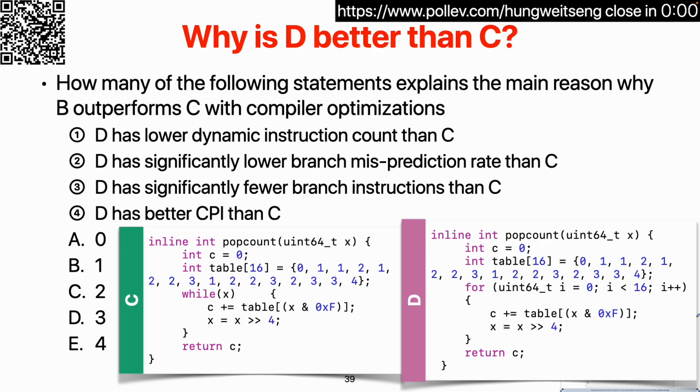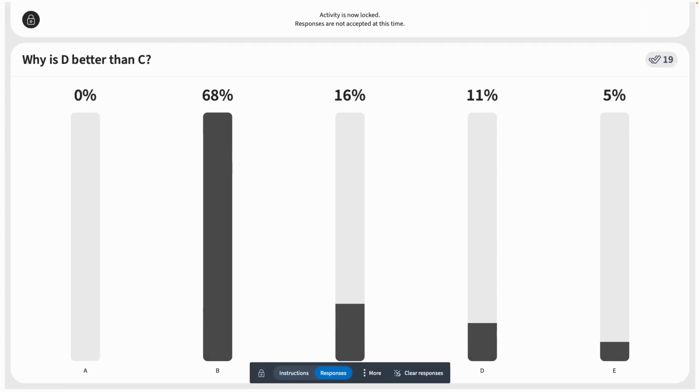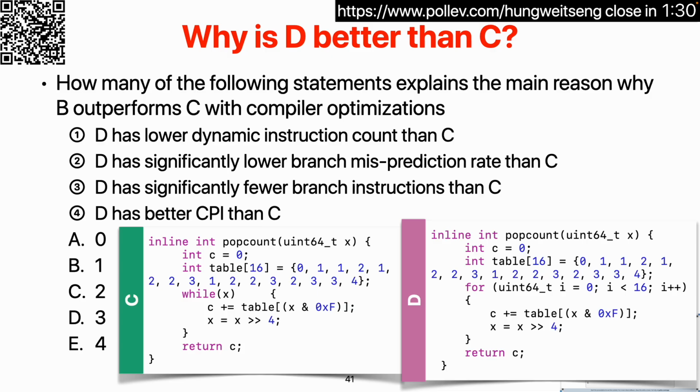All right, let's take a look. Okay, so most of you think it's B, but whenever there's one thing, let's try to think what's the one thing that you have in mind.